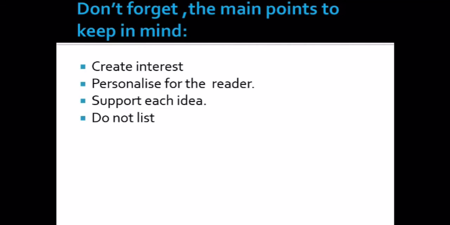The last point which I should keep in mind is I do not list. Yes, when I'm describing, for example, people, I don't have to mention many people. I can mention only 2 or 3 and be selective. And of course, when I mention one person, I have to create interest about him. I have to personalize and support this character or this idea.